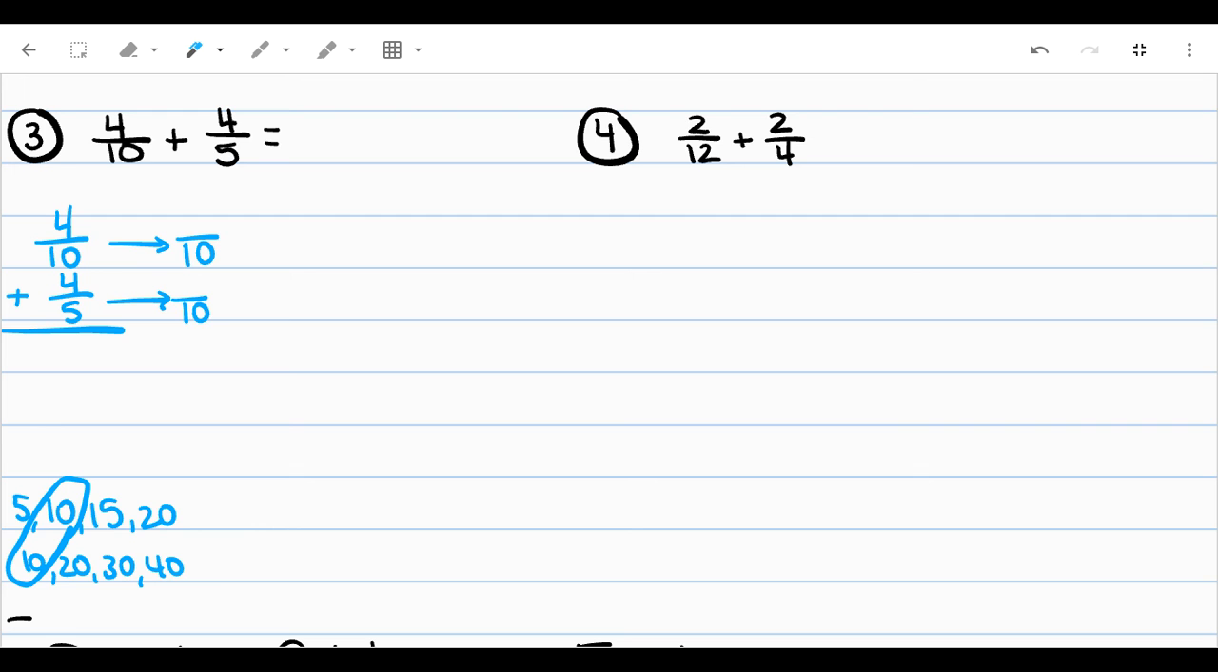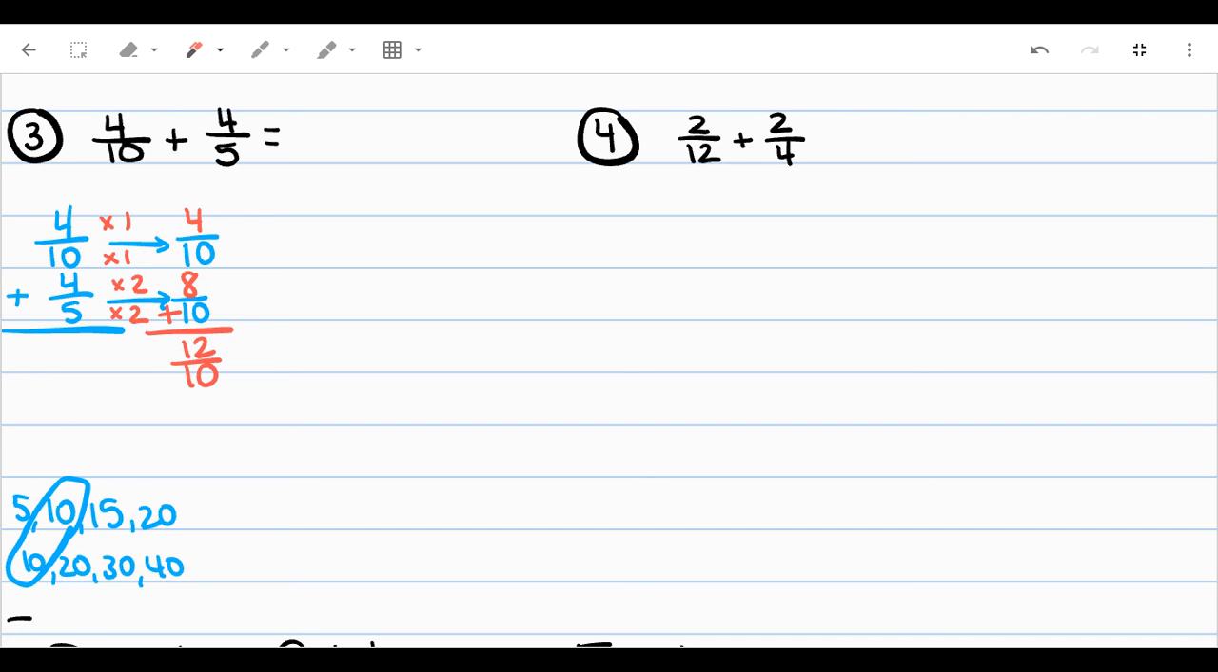When I do that, in the first fraction, I'm keeping the denominator the same. That means I'm multiplying by 1. And when I multiply by 1, my answer stays the same. So 4 times 1 is still 4, and 10 times 1 gives us the 10. Now for 5, to get 10, I multiplied by 2. So 4 times 2 equals 8. Now I'm going to add my 4 tenths plus 8 tenths. I'm going to keep my denominator 10, and 4 plus 8 is 12.